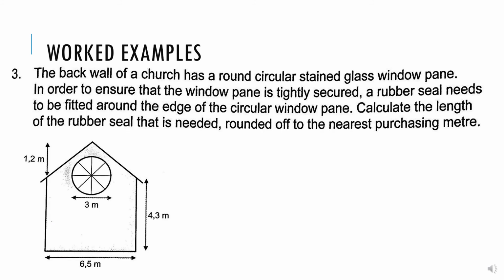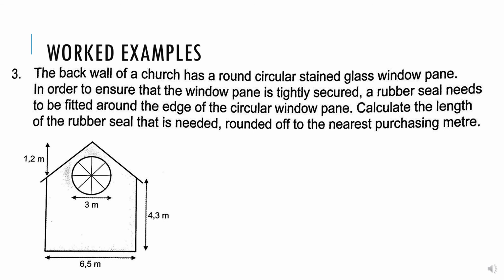Take a look at the last example on page 113. Here in question 3, they say the back wall of a church has a round circular stained glass window pane. In order to ensure that the window pane is tightly secured, a rubber seal needs to be fitted around the edge of the circular window pane. Calculate the length of the rubber seal that is needed. Round it off to the nearest purchasing meter. So we would most likely have to round up at the end.